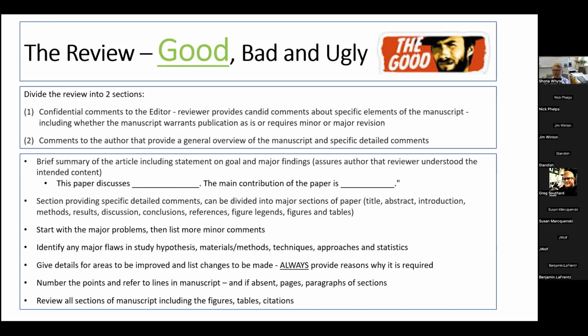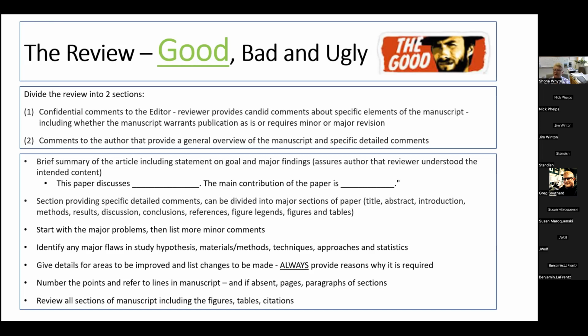When you do submit your review, you want to provide a brief summary of what it is, a statement on the goal and the major findings. So you can say this paper discusses X, the main contribution is Y. This helps you, the author and the editor know that you've understood it, you've read it, you grasp the concepts.